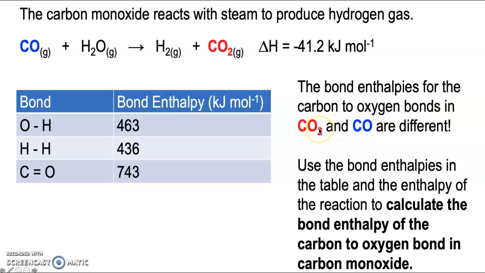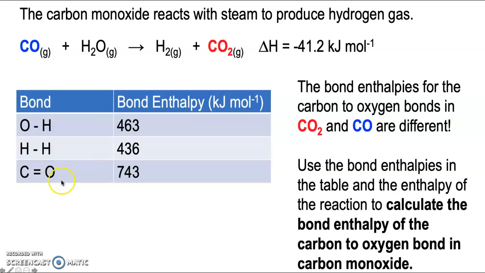In the question it goes on to say the bond enthalpies for the carbon to oxygen bonds in carbon dioxide and carbon monoxide are different. So they're setting the question up for you to get a little bit nervous at this point because you might not be familiar with these two compounds. Use the bond enthalpies in the table and the enthalpy of the reaction, which is that value there, to calculate the bond enthalpy of the carbon to oxygen bond in the carbon monoxide.